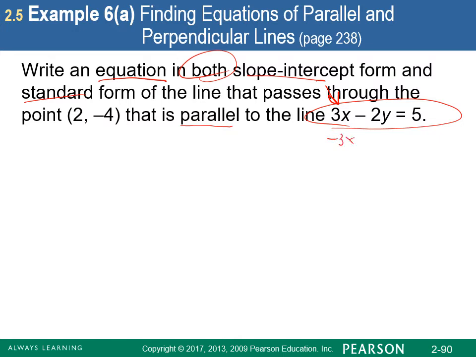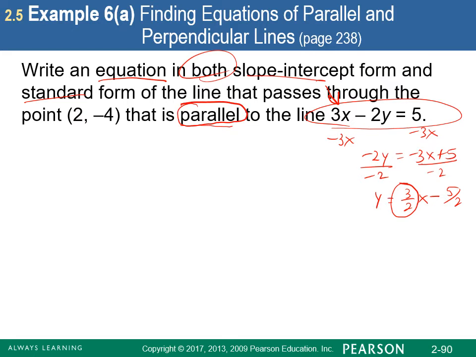So by subtracting 3x from both sides, and dividing by negative 2, we find the slope of this line to be 3/2. Now the line we're looking for is parallel to that, which means its slope is also 3/2. Parallel lines have the same slope.